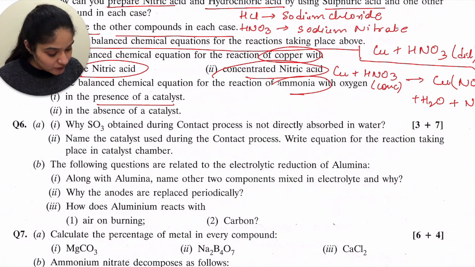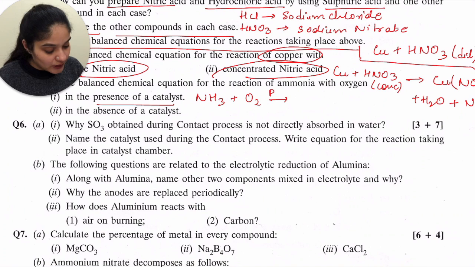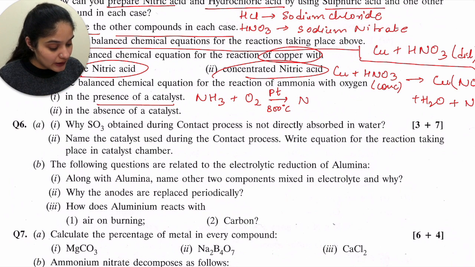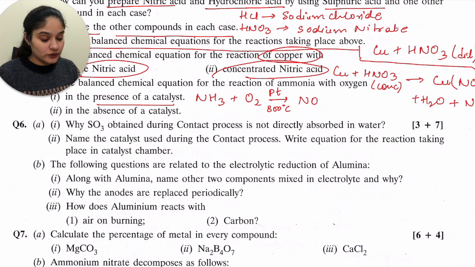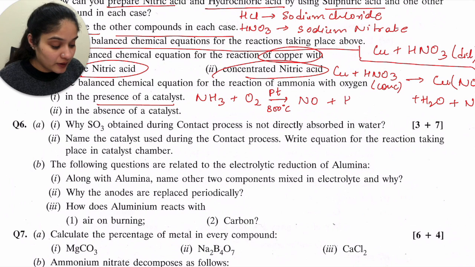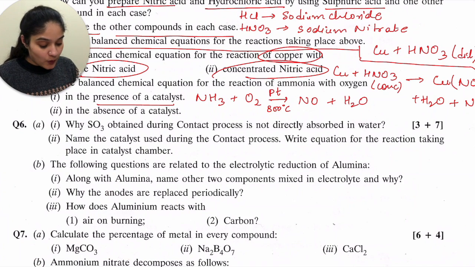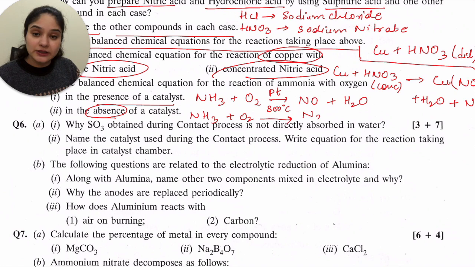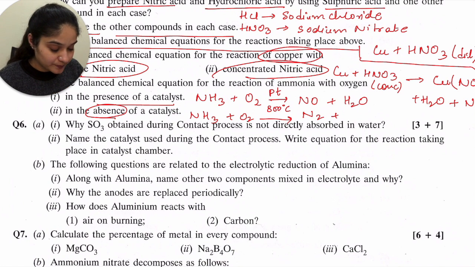So the first one would be that you have ammonia, that is NH3 plus oxygen, and the condition would be platinum and 800 degrees Celsius. These are the two conditions that you would have. You will get NO, again that is your nitric oxide, along with that you will get water. Now in the absence of catalyst, you will have ammonia, that is NH3 plus oxygen, no condition here. You will get N2, that is nitrogen plus water.